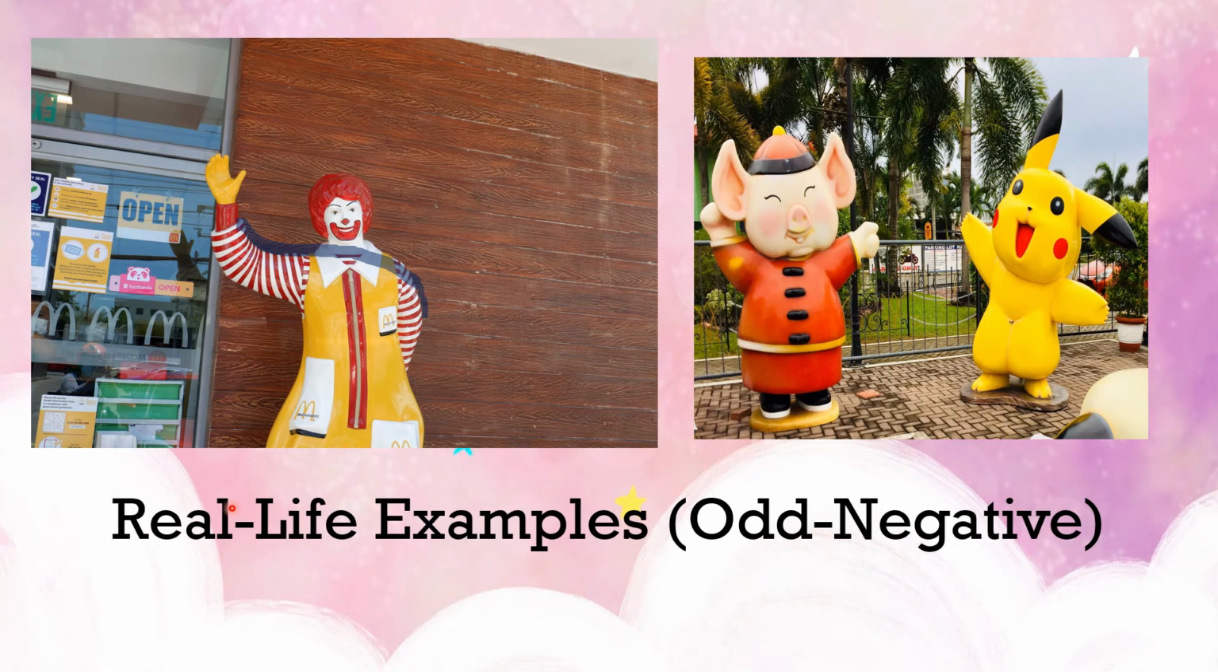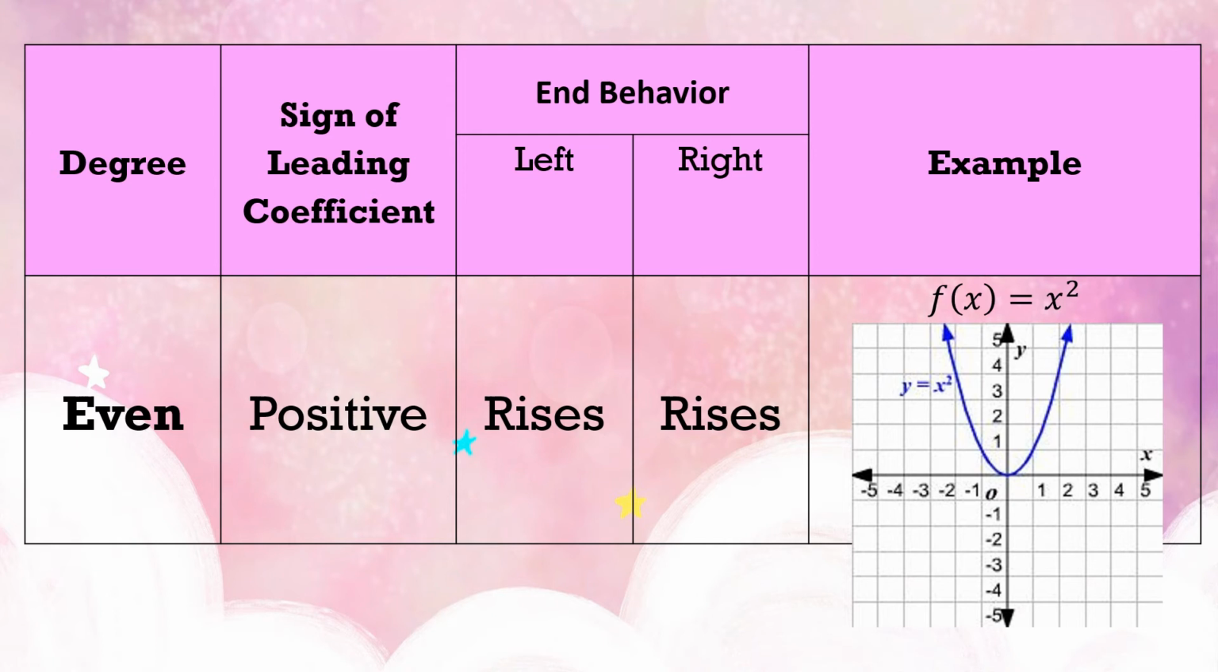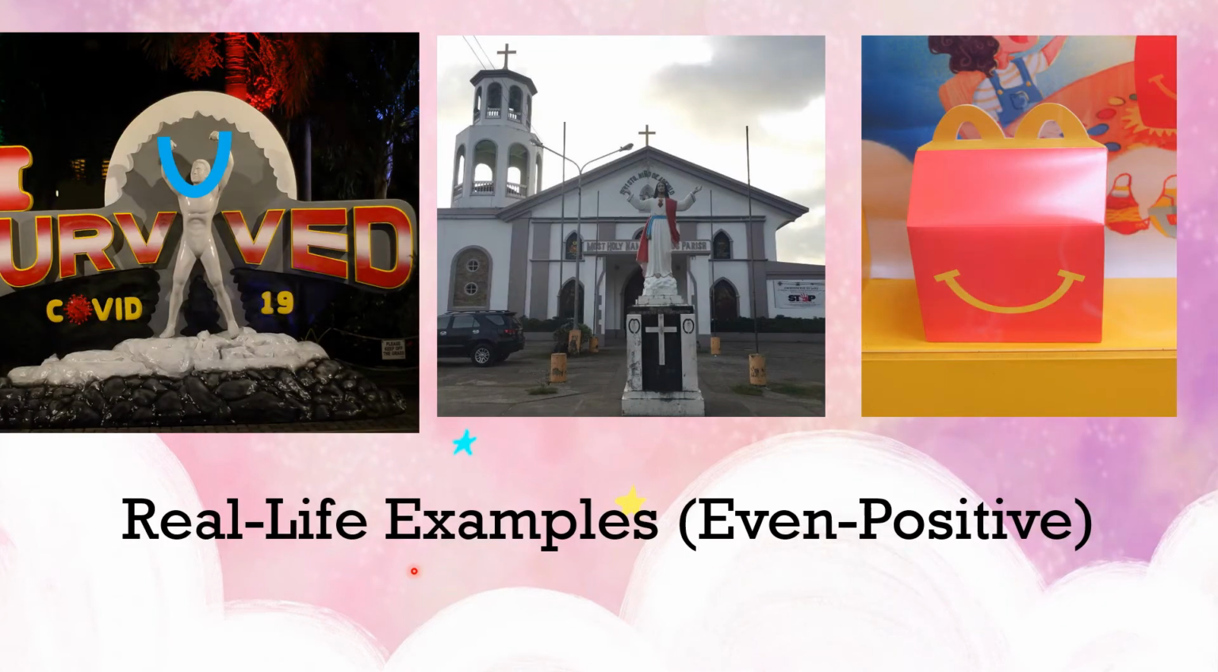And we have here real-life examples of the graph of an odd negative polynomial function. Case 3: if the degree of the polynomial function is even and the sign of the leading coefficient is positive, then the end behavior of the graph both rises to the left and to the right. Example, f of x is equal to x raised to 2. So both the end behavior of the graph rises to left and right. So we have here the real-life examples of the graph of an even positive polynomial function.